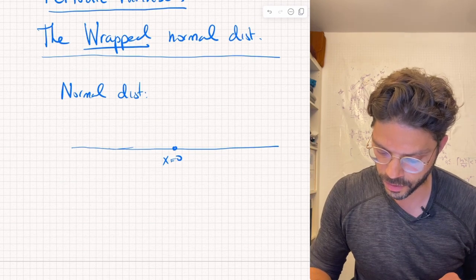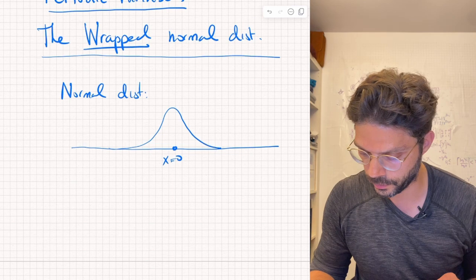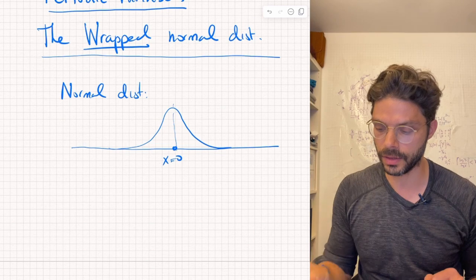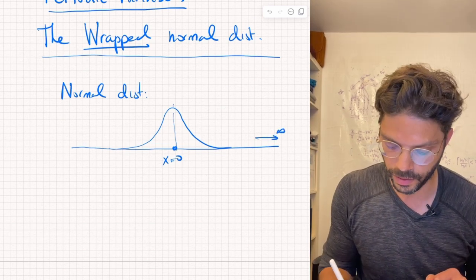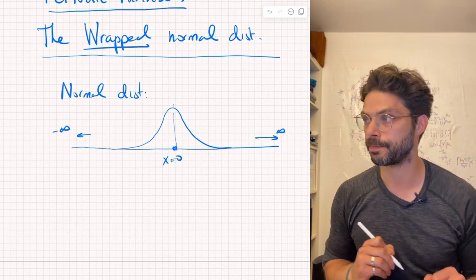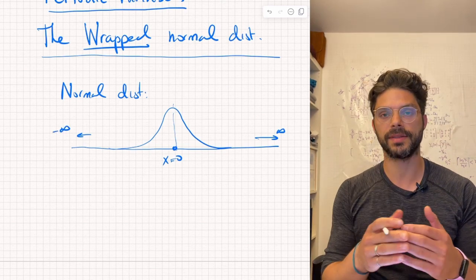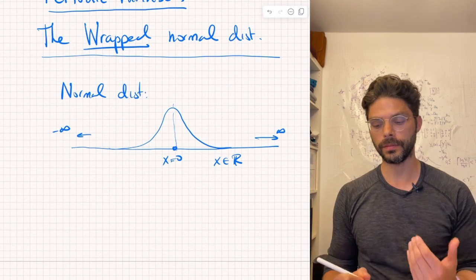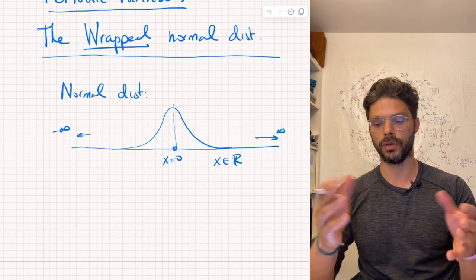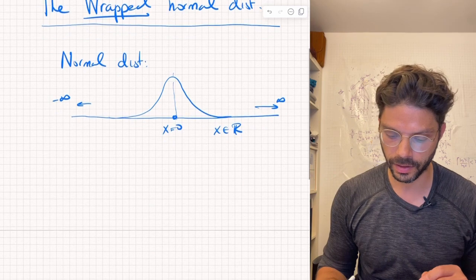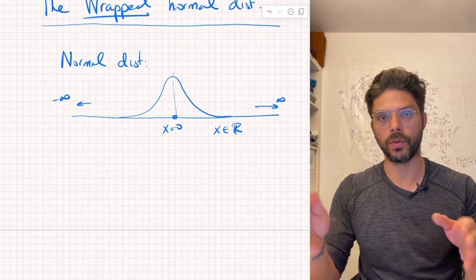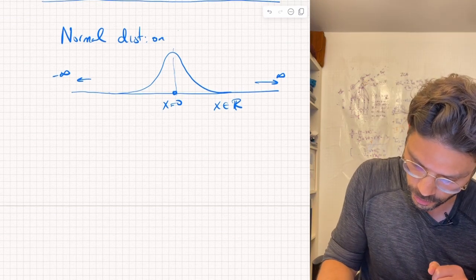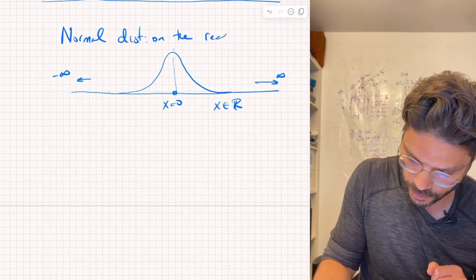And you have to just imagine that it's symmetric. I drew it nicely, and this is just going all the way to infinity and to minus infinity. Okay, so now that's defined on the real line, right? So x here belongs to R. But now we want a distribution over the circle. So a natural thing might be to just wrap this thing around the circle.